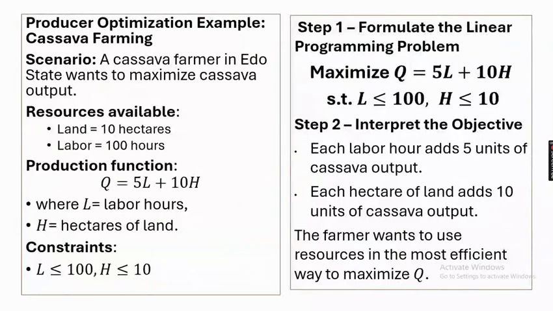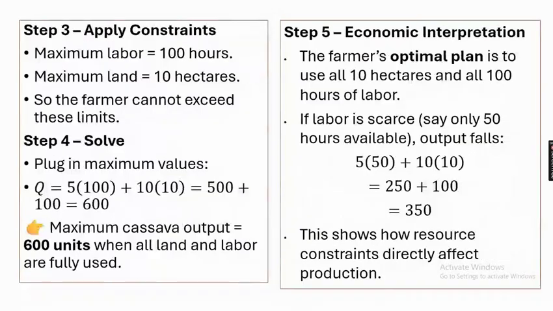Now, an agricultural case. A cassava farmer in Edo State has 10 hectares of land and 100 hours of labor. The production function is Q equals 5L plus 10H. Constraints are L less than or equal to 100 and H less than or equal to 10. Plugging in maximum values gives Q equals 600. The farmer's optimal plan is to use all land and labor.